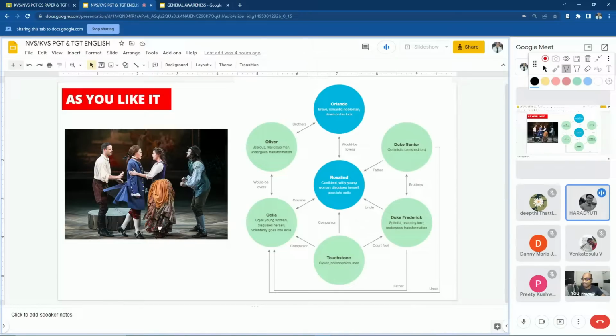Rosalind, sir, if you have studied, the navy blue color dress. Right. Okay. Let us go with Rosalind.